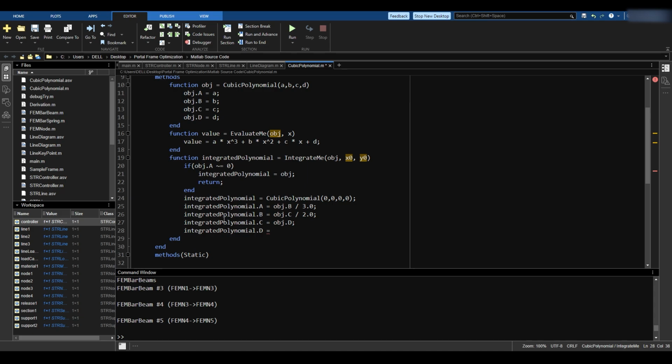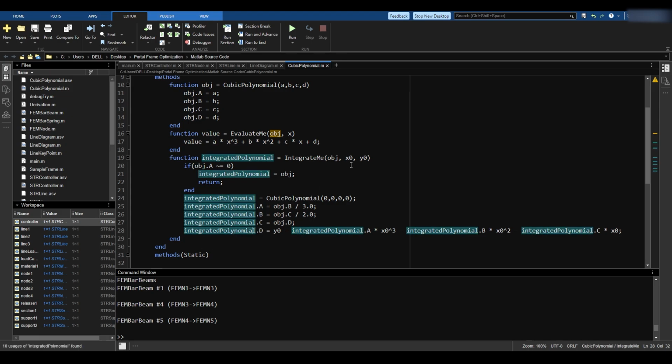And integrated polynomial.d, this is where the initial conditions come into play. This is y0 minus object, no, not object. Okay, let's do it here. Integrated polynomial.a multiplied by x0 cubed, minus integrated polynomial.b multiplied by x0 squared, minus integrated polynomial.c multiplied by x0. Let me just think about it.